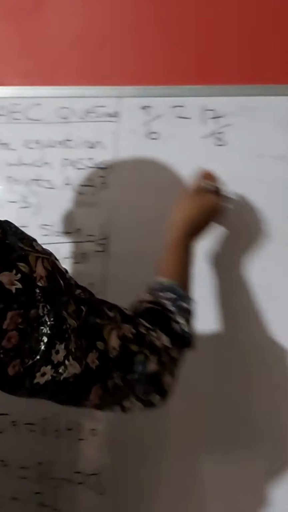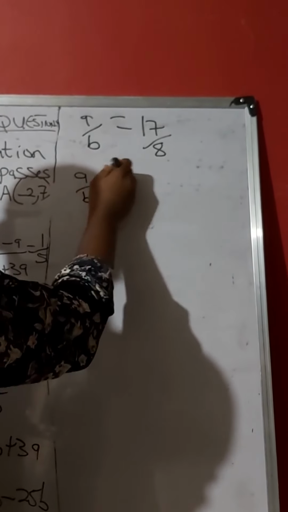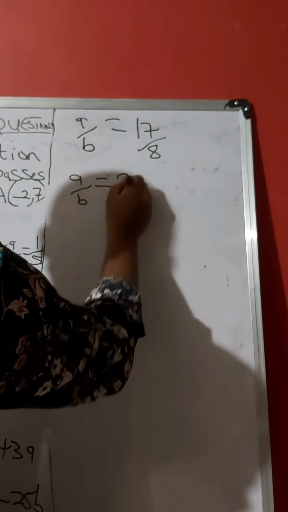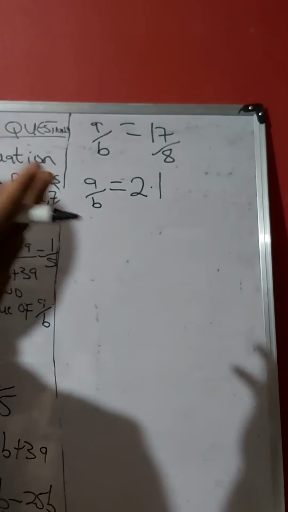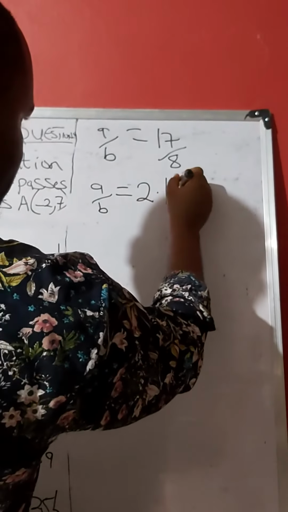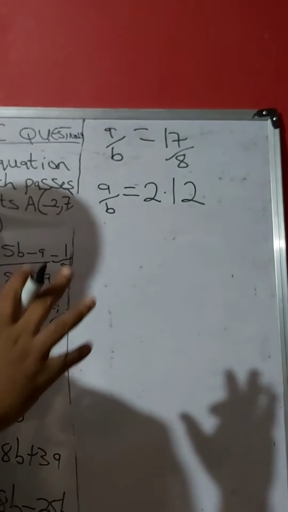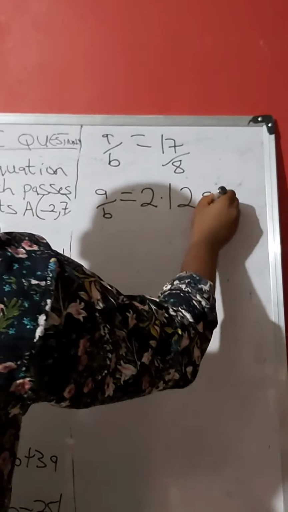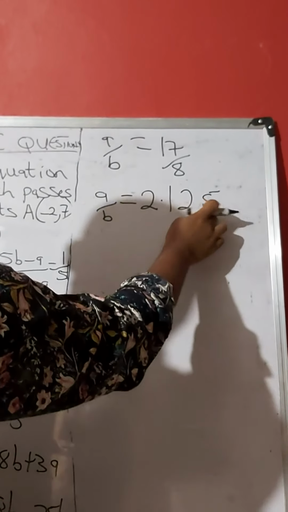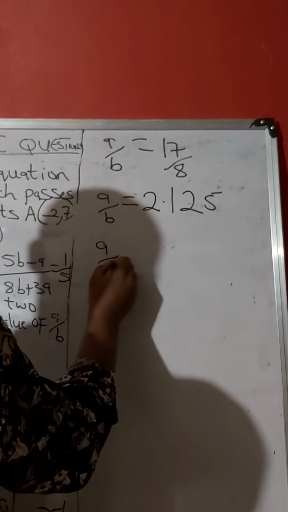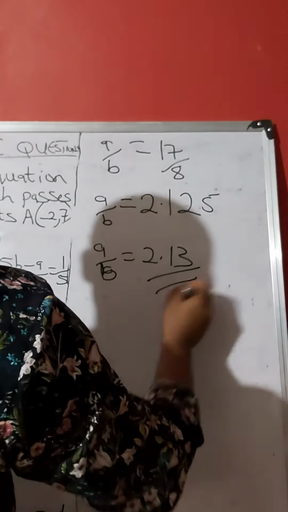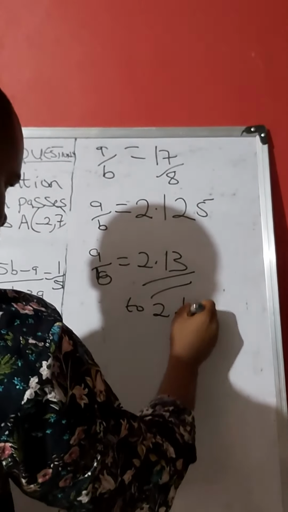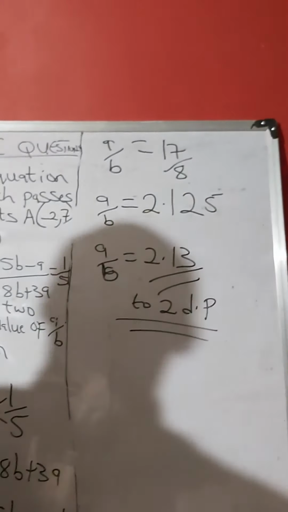Now don't forget that your answer says correct to 2 decimal places. I don't have a calculator, so let's do this how we'll do it in primary. 8 in 17 is 2 times, that's 16, remainder 1. 8 in 10 is 1, remainder 2. 8 in 20 is 2, that's 16, remainder 4. 8 in 40 is 5. So to 2 decimal places, because I have 5, I'll round up. So a/b will be equal to 2.13 to 2 decimal places. All right.